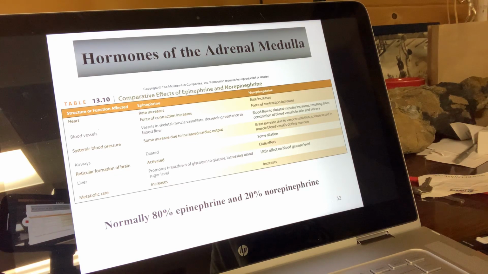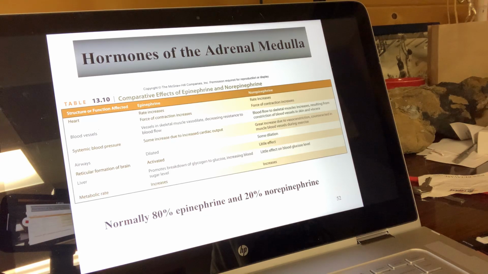There is some increase in blood pressure with epinephrine, but there's a much greater increase with norepinephrine, which is why when people's blood pressures are low, we tend to put people on norepinephrine IV drips to stabilize or maintain their blood pressure, because it has a more effective constriction of the arterioles, which raises blood pressure.